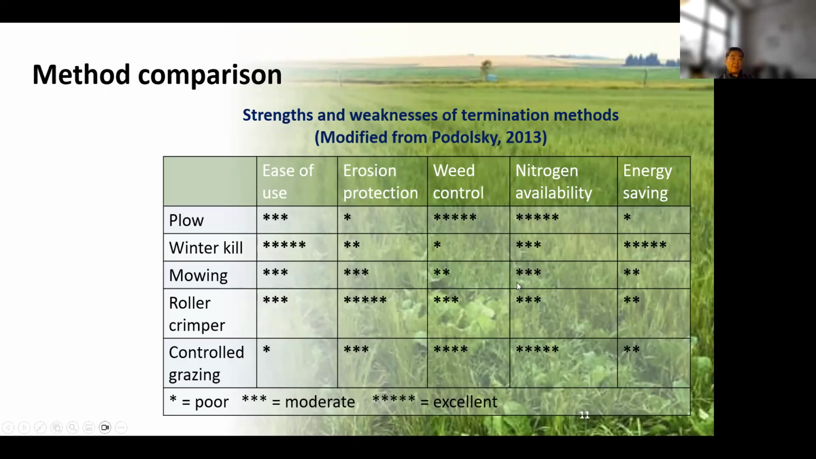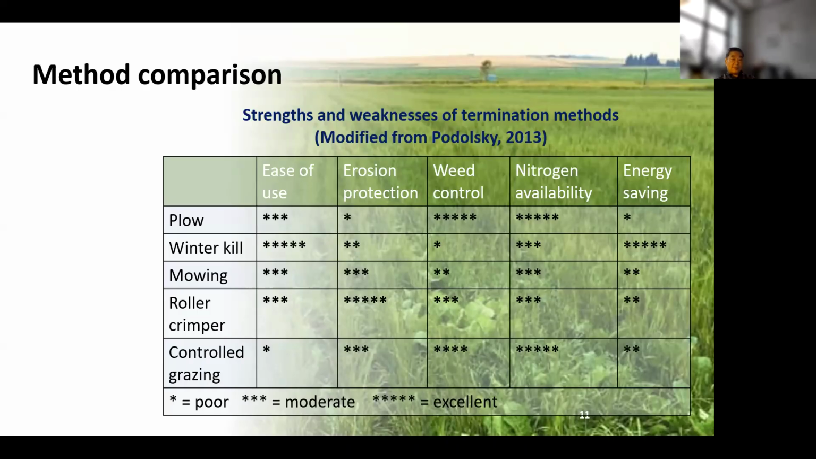2 to 3 stars, and nitrogen availability 3 stars, because if you don't terminate it, if you don't plow down, some of the nitrogen would be lost. Energy saving is 2 to 3 stars. Rolling is easy, we give 3 stars. Erosion protection gets the full mark. It's excellent because the crop basically lays on the surface to prevent any erosion from occurring.